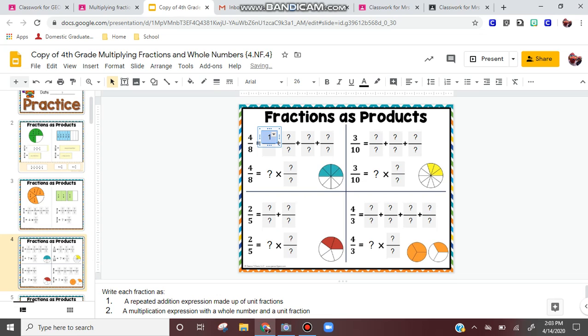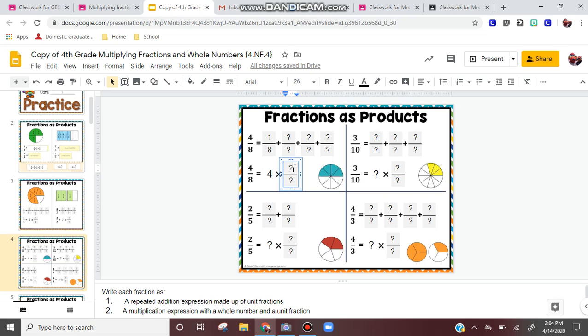Oh, see, look, I accidentally deleted it. So now I have to go to this undo button. And if that doesn't work, then you can add your text box. So 1/8 plus 1/8 plus 1/8 plus 1/8, which equals 4/8. Or you could do the same thing, which would be 4.